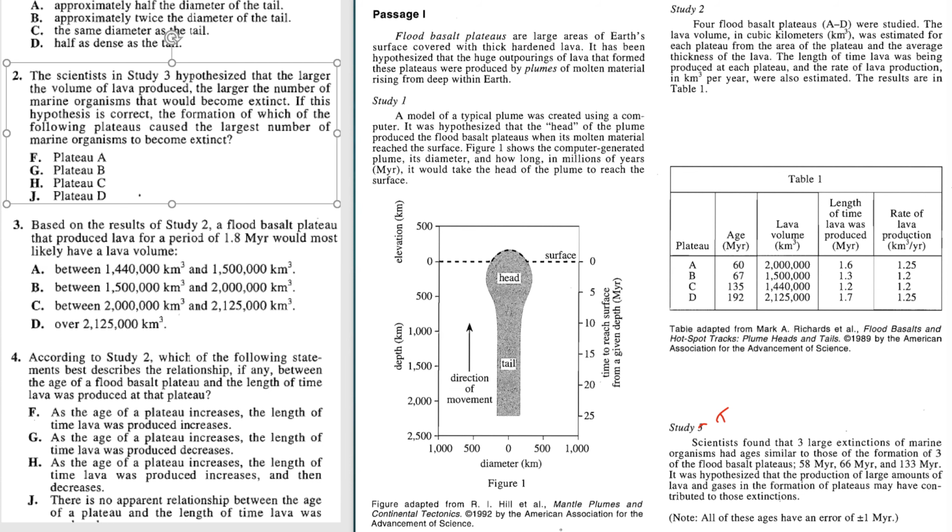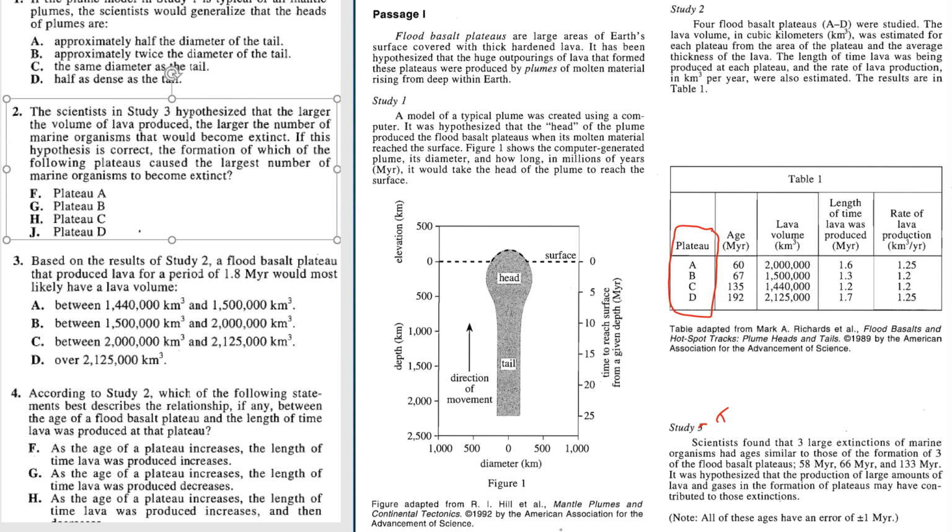But if you had set this up the way I always teach my students to, where you've looked over the tables and the diagrams when you started the question, you would have known that plateaus are mentioned here. The other thing I always tell my students is finish reading the question, then read the answer choices. And if you'd known this part is summarized for me, I don't have to read it. Then, if the hypothesis is correct, the formation of which of the following plateaus caused the largest number of marine organisms to become extinct?